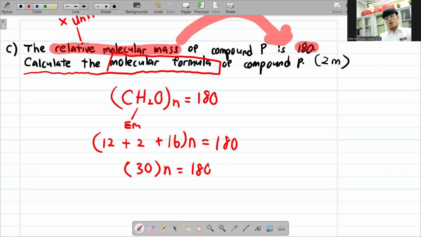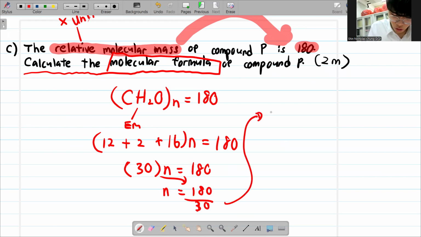Of course, this is more like our maths already right now. We have come to a point where we start to do mathematics. So you bring it down right over there. You're going to get 180 divided by 30. You're going to end up with your N equals 6. At this moment, you may ask, teacher, what do you mean by N equals 6? I don't understand. N equals 6 means you substitute it. As simple as that, nothing much.